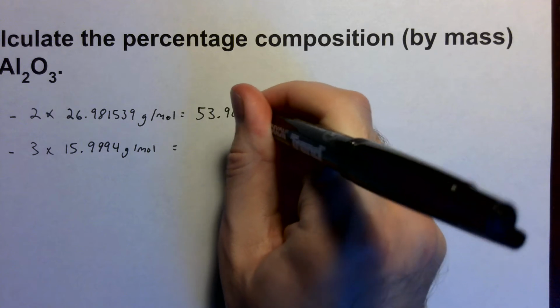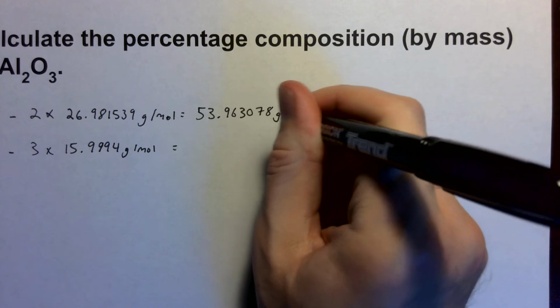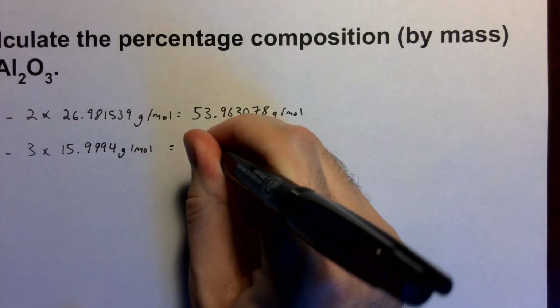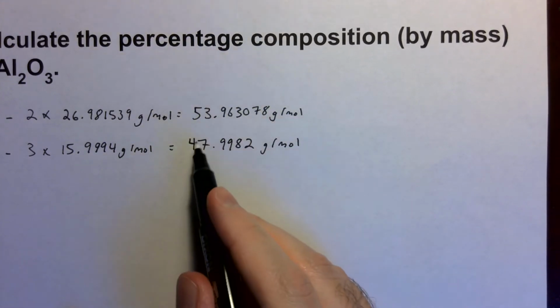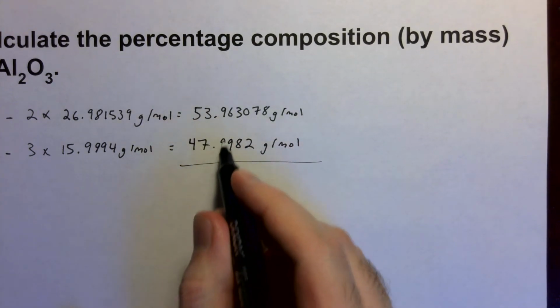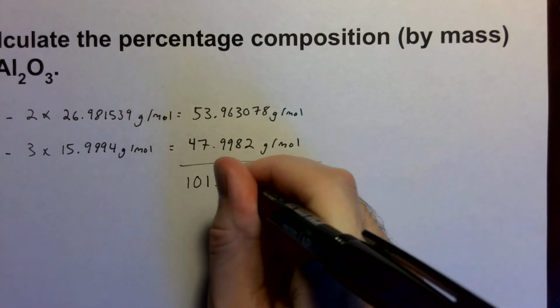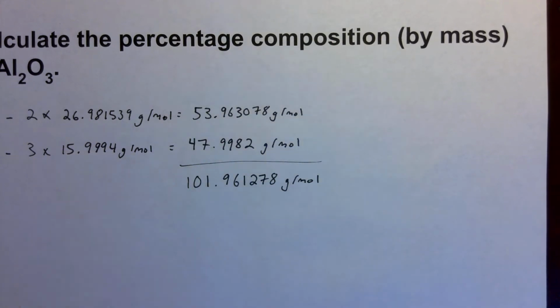So the mass of the compound due to the aluminum is 53.963078 grams per mole. And then from the oxygen will be 57.9982 grams per mole. Okay, and then when we add those 2 numbers together, we'll get the molar mass overall of aluminum oxide. So that's going to be 101.961278 grams per mole.